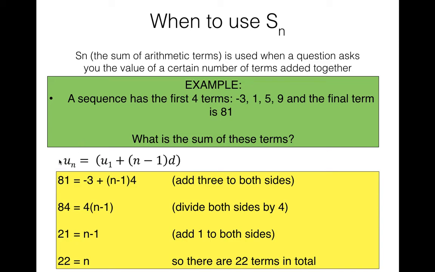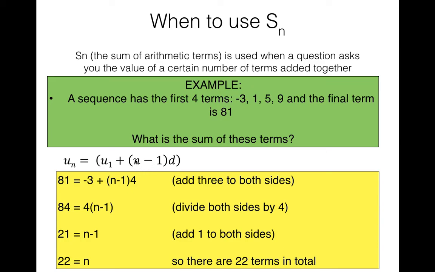So the first thing is I'm going to write out this equation. And this was the equation for finding any term number given this information here. So I've got un, the final term, in this case is 81, because the question tells me so. And it's equal to the first term, -3, plus n minus 1 times d.